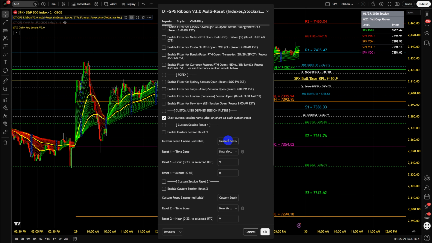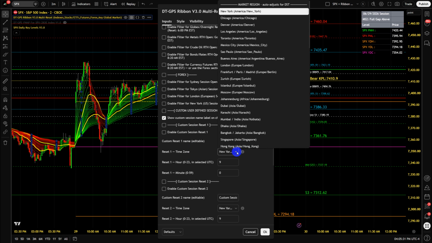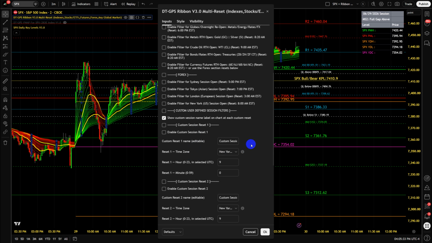You can rename them whatever you want, and you pick the time zone that you're in. So if you're a global trader and you trade, let's say, stocks in the European market or other markets outside the US, this is handy because you can set the specific reset for the specific time zone for the specific indices or stocks that you may be trading in other global markets outside the United States.